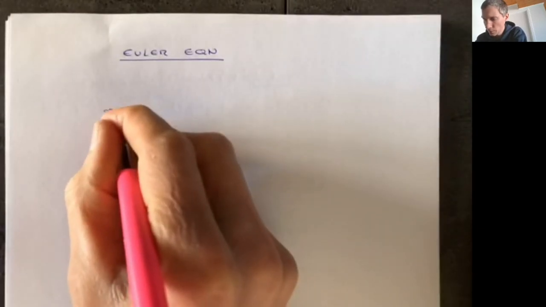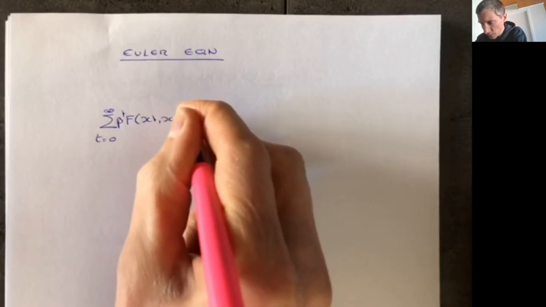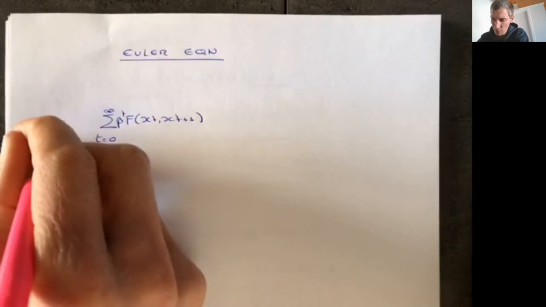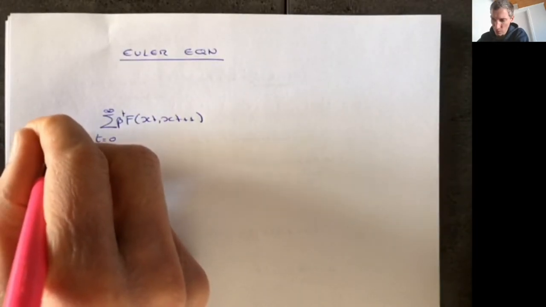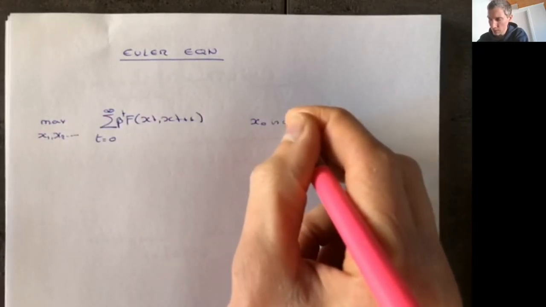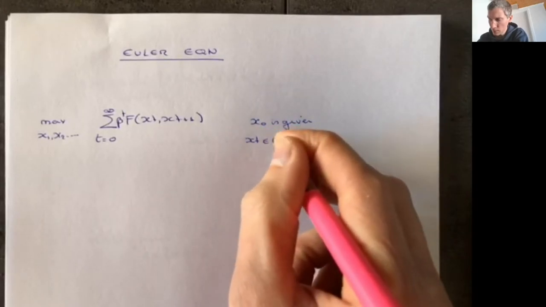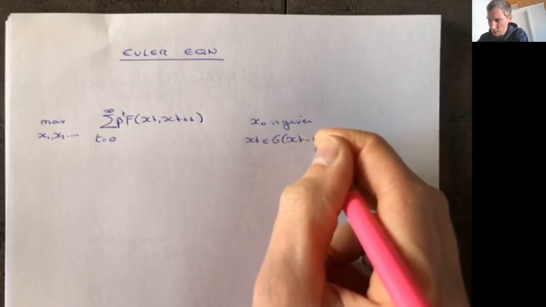All right, so we have the sum of beta to the power t of f(xt, xt plus 1). Okay, this is the objective function that you would like to maximize by choosing x1, x2, and so on, right? And x0 is given, and xt is in G of xt minus 1.